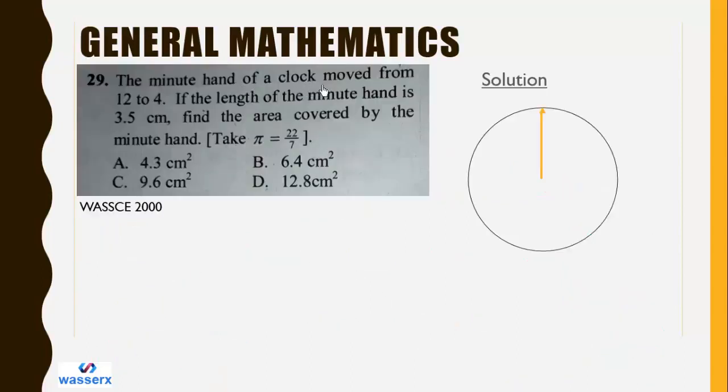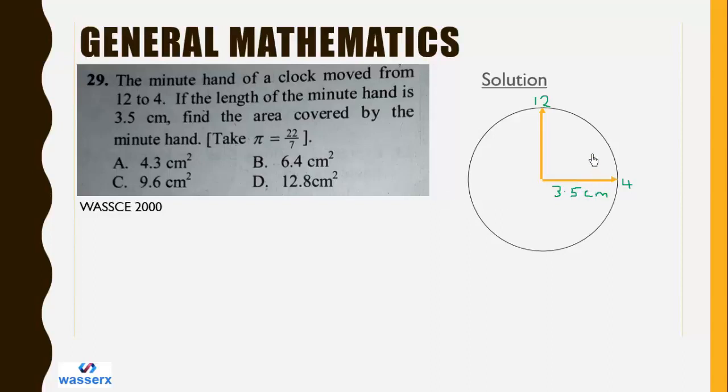The minute hand of a clock moved from 12 to 4. So the 12 is here and 4 is somewhere here. If the length of the minute hand is 3.5 centimeters, so this is 3.5 centimeters. Find the area covered by the minute hand.